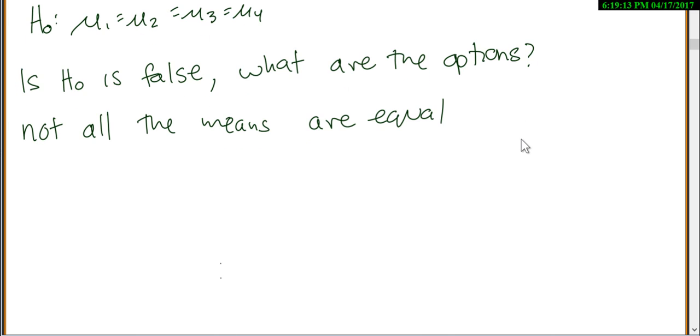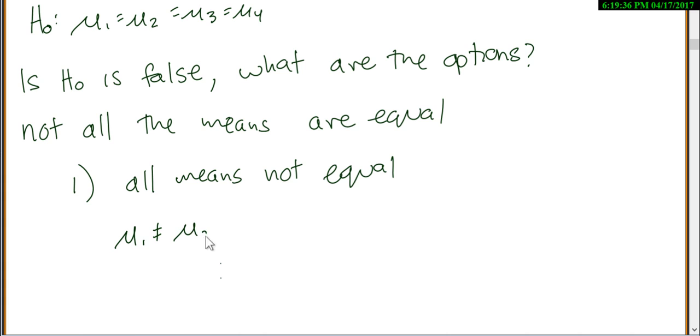But there are different ways that this could actually play out. The first one that people usually say is, well, that means that all the means are not equal. Which might seem like it's saying the same thing, but it's not. There's a slight English difference here. This one says not all the means are equal, so not all of them are the same. But this one says all the means are not equal, which means that the first mean is not equal to the second mean, is not equal to the third mean, is not equal to the fourth mean. So they are all different. Now, if that happens, then the null is certainly going to be false.